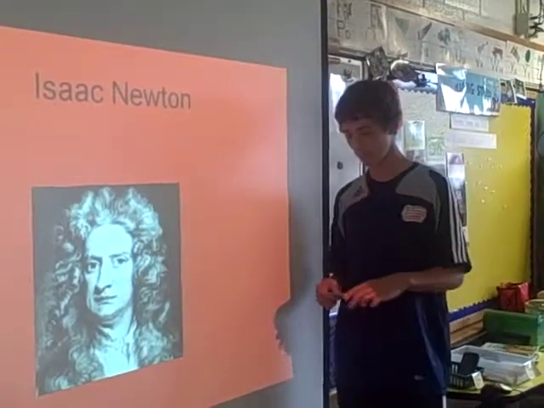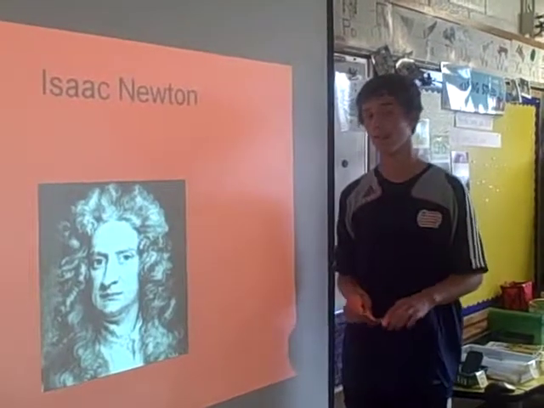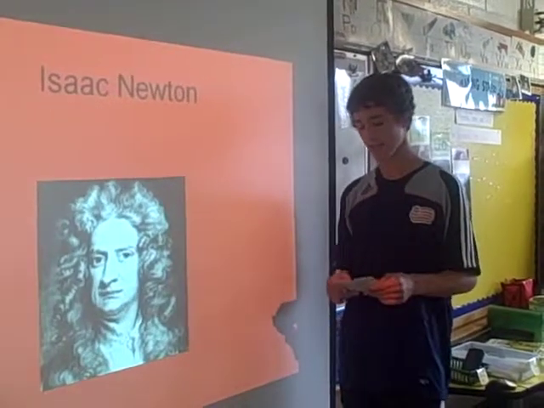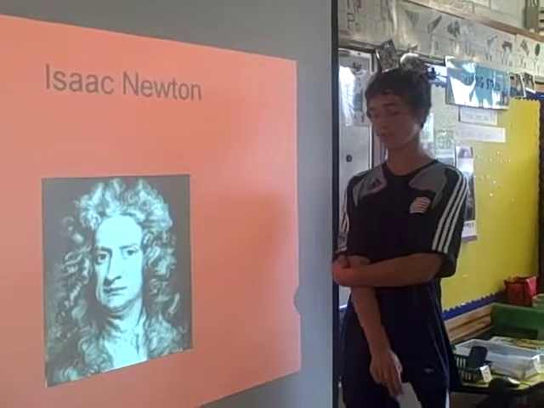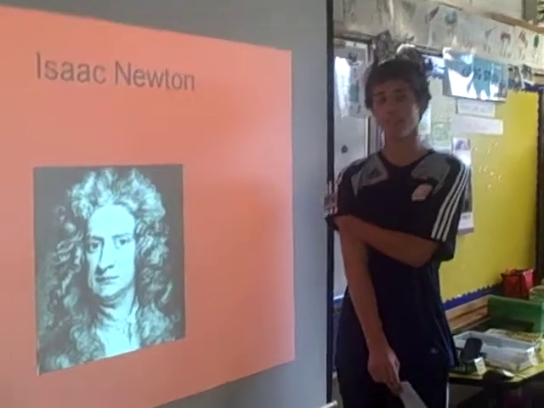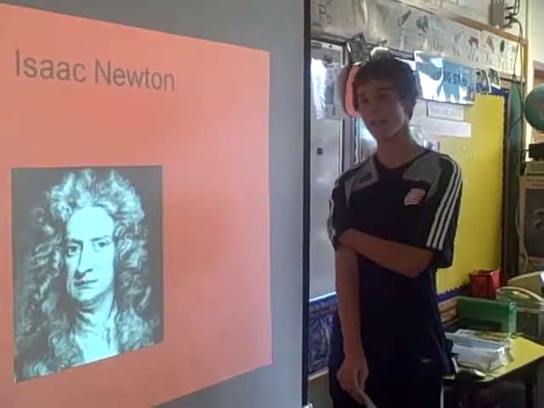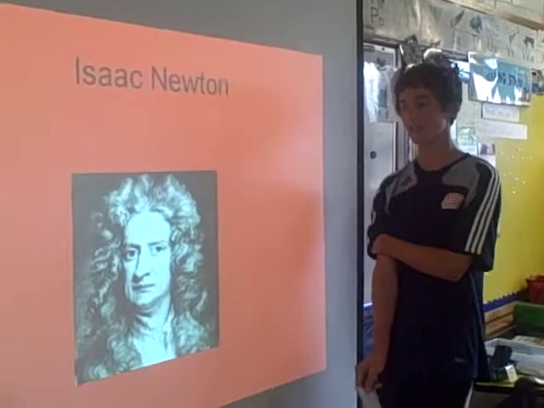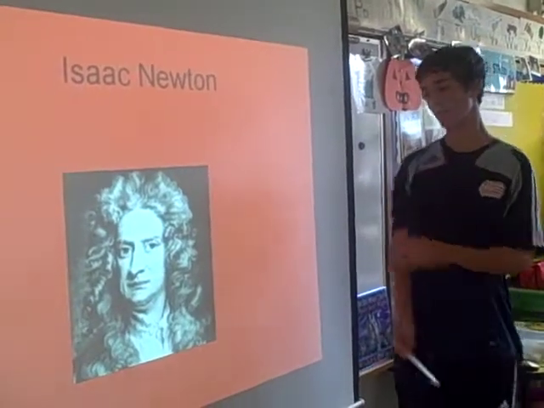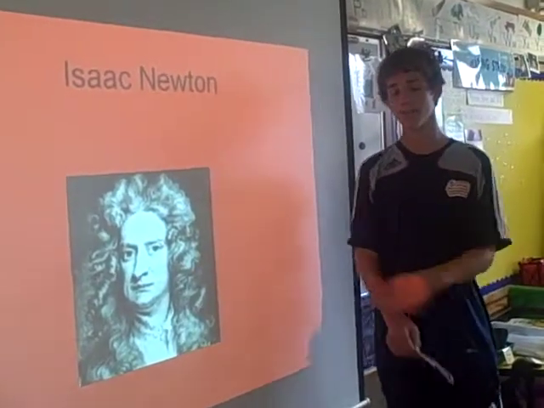Next is Isaac Newton. He was born in 1643 and died in 1727. His nickname is the father of modern science. He discovered gravity, and the story goes that he was walking underneath an apple tree, and an apple landed on his head. This influenced him to work in the science and discover gravity. He also worked with planets.